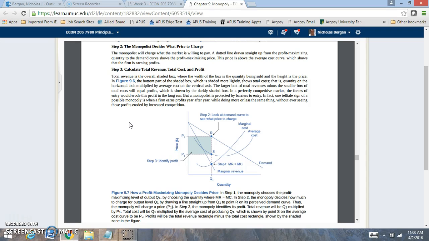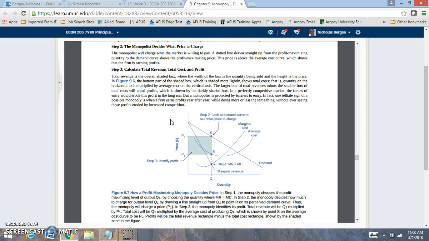So many firms will have to establish this price, and you'll have to estimate what the best price to charge is. But to sell additional units, you have to lower your price. You'll also notice right here's step 1, MR equals MC. Draw the line straight up. Here's step 2, where it hits the price that's being charged in the market. And here's step 3, where you hit the average cost. That's the cost to produce.